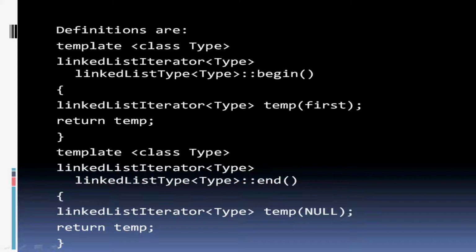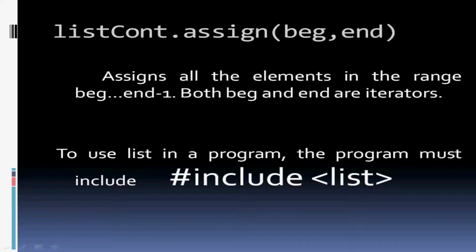Definitions are: these are the codes to use the begin and end in the linked list. Template class type, linked list iterator type, linked list type, and so on and so forth. The list constructor assign(beg, end) assigns all the elements in the range beg to end, where both beg and end are iterators.